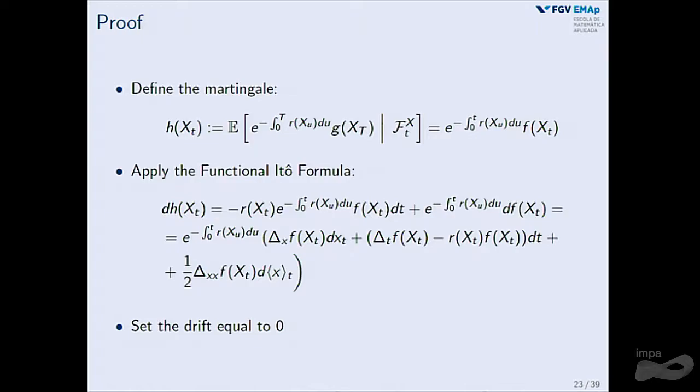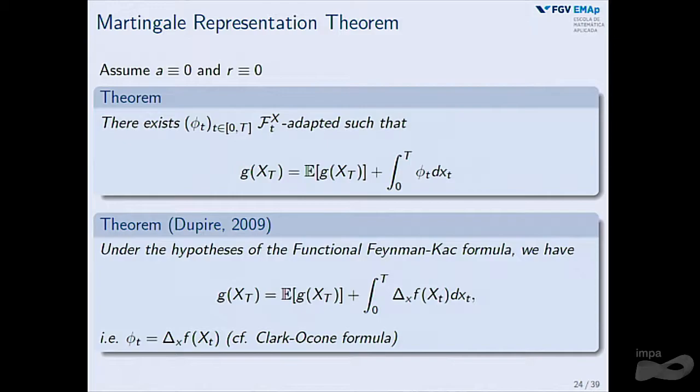Another application, all these are taken from Bruno's seminal paper. So another application, and this you have to compare with the Clark-Ocone formula, is to find the specific martingale representation process here that writes any martingale G. I'm assuming A and R equal zero, so we are in the martingale setting. X is a martingale here. And G of X_T for any functional G is an initial value, the expectation, plus the integral, the hedging, you could say, of following the path of F, the price F, and trading X. So under Malliavin calculus, you can do this.